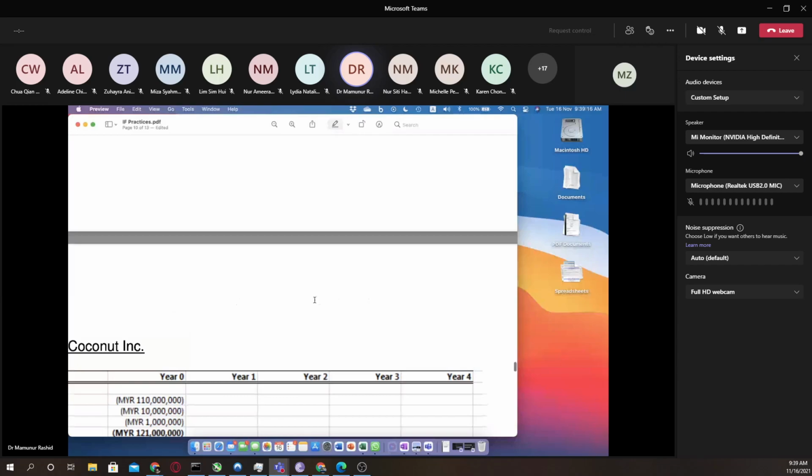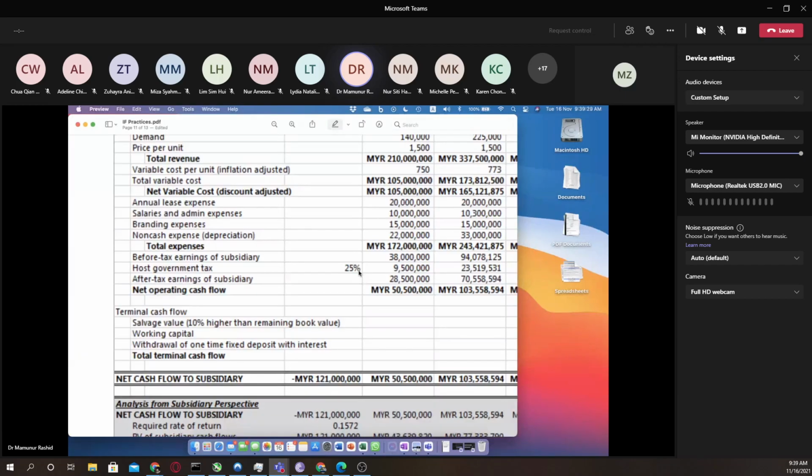Total expenses calculated before tax earnings of the subsidiary, and then you give host government tax in Malaysia 25% according to the agreement with Malaysian government, and then after tax subsidiary income is 28.5. Net operating cash flow is 28.5 plus the depreciation. Depreciation is 22. So 28.5 plus 22 is 50.5 million. And the rest of the figures will be automatically calculated.